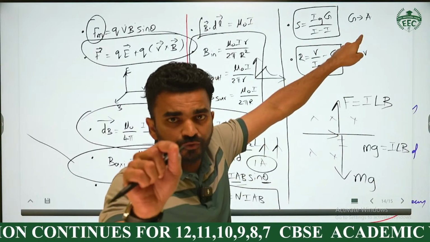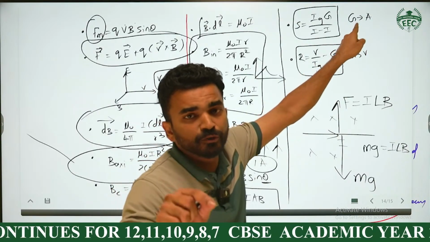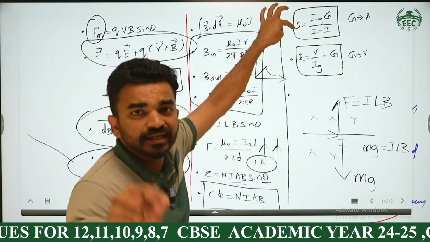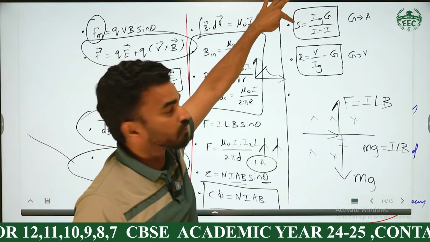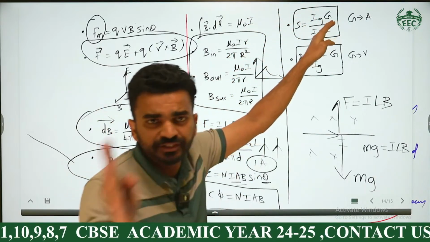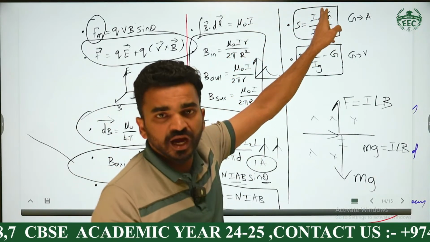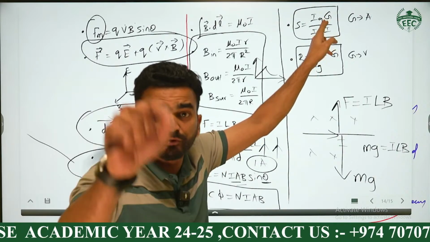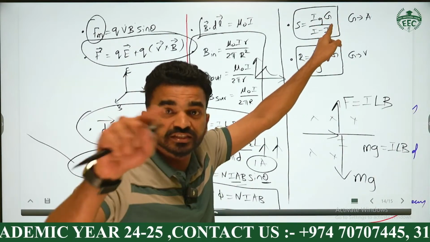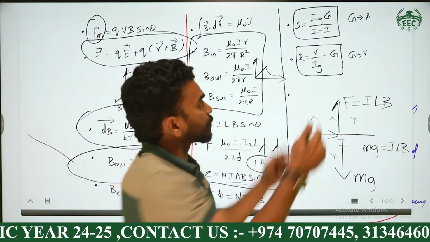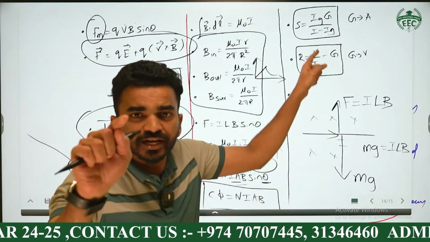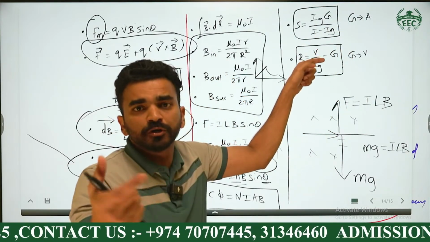Now, don't forget about this one, very, very important. Galvanometer to ammeter, how will you convert? Connect a shunt resistance in parallel to the galvanometer. What's the formula for shunt resistance? IgG divided by I minus Ig. What's Ig? Ig stands for the current through the galvanometer to get full scale deflection. Capital G means the resistance of the galvanometer. I minus Ig. Okay, what does I mean? The total current which you require to measure with the ammeter.